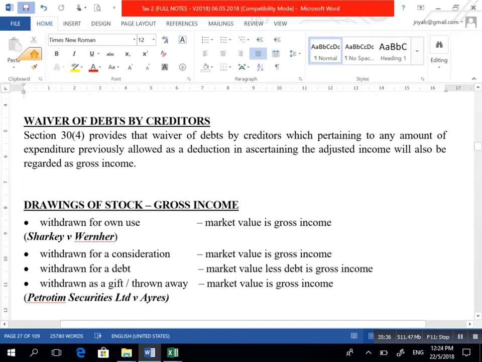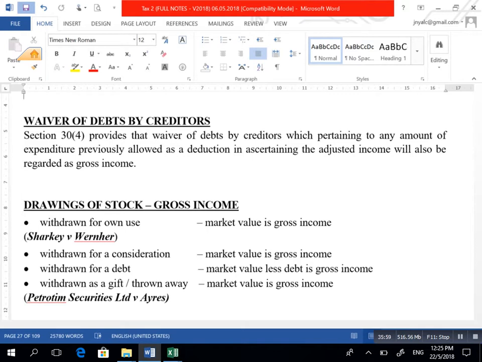So in this situation, for the company, let's say class, I am company A, and I get a waiver from my creditor. Supposing I owe this creditor 10,000. Subsequently, they say, never mind, this amount is waived, you no need to pay it already. So what will happen to my company? Is it an income? Yes, it's an income.